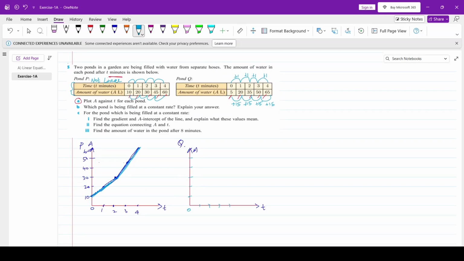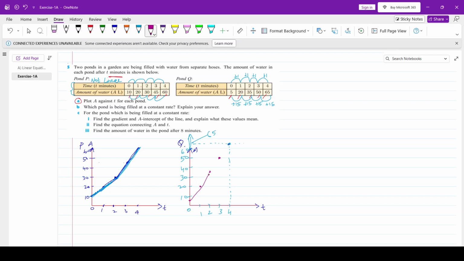30, 40, 50, 60 and 65 would be somewhere over here. This is our t equal to 4, 3, 2, 1, and 10, 20, 30, 40, 50, 60, and this is 65. At t equal to 0, water level is 5. I'll use another color. At t equal to 0, water was just 5 liters. At t equal to 1, water was 20 liters. At t equal to 2, water was 35 liters. At t equal to 3, water was 50 liters. And at t equal to 4, water was 65 liters.